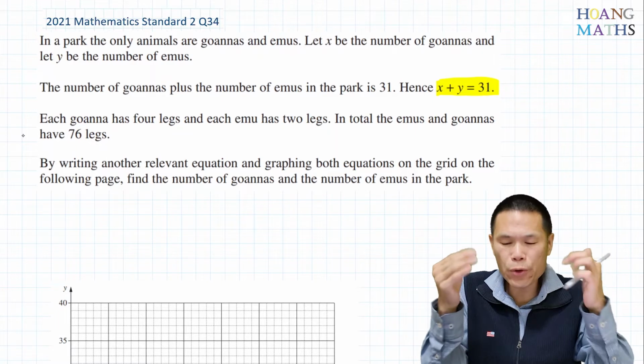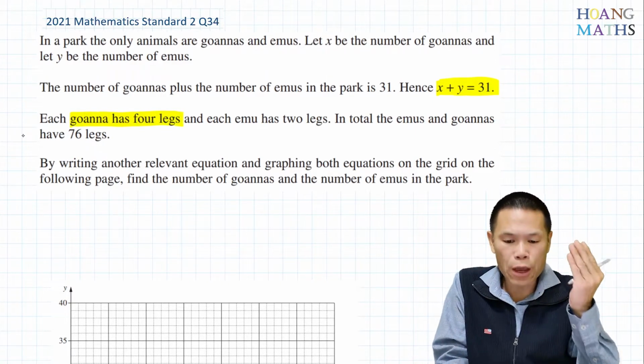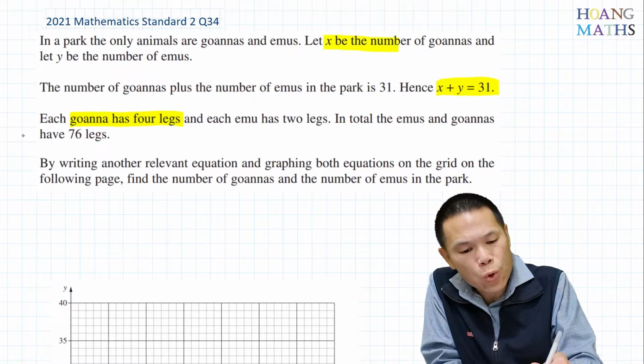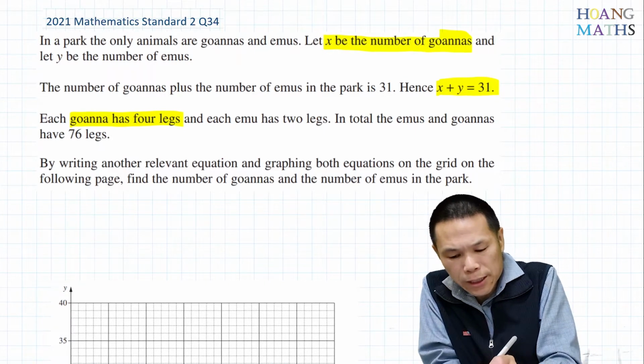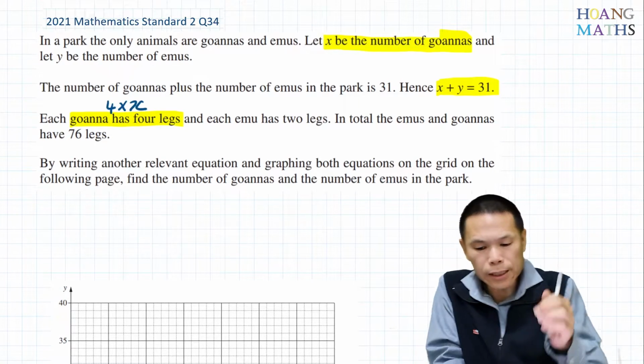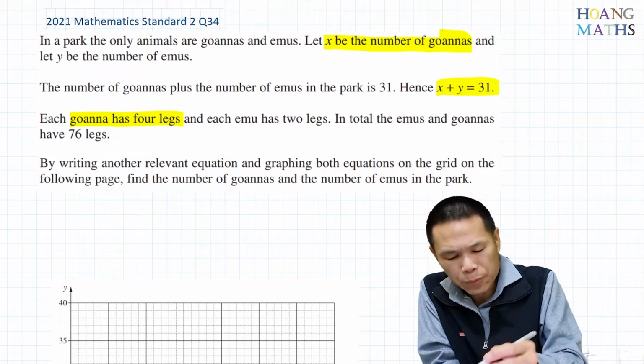So first of all, we know that a goanna has 4 legs. So therefore, we have x number of goannas. That means the total number of legs for goannas is 4 times x. That is the total number of legs for goannas. But 4 times x is 4x.